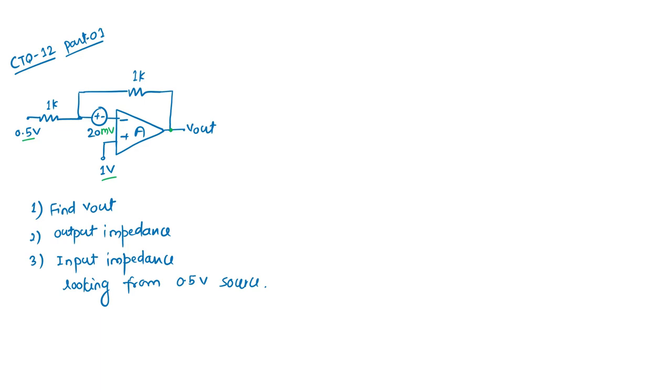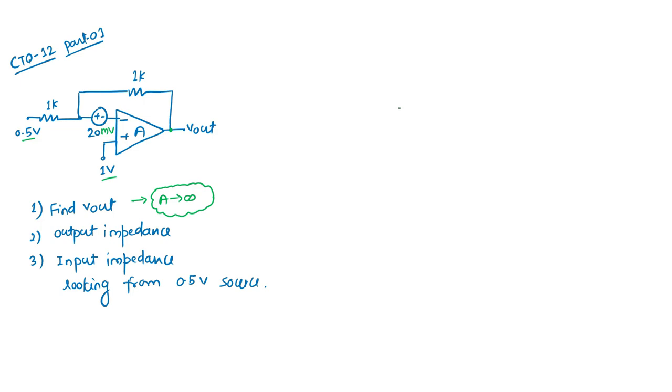And the amplifier is ideal. In the first case, I will consider A to be ideal. Actually, it is ideal in all the cases, but I am considering A here because I want to take it inside the calculations and later we will put it to infinite. Then output impedance, then input impedance. So let's proceed one by one.